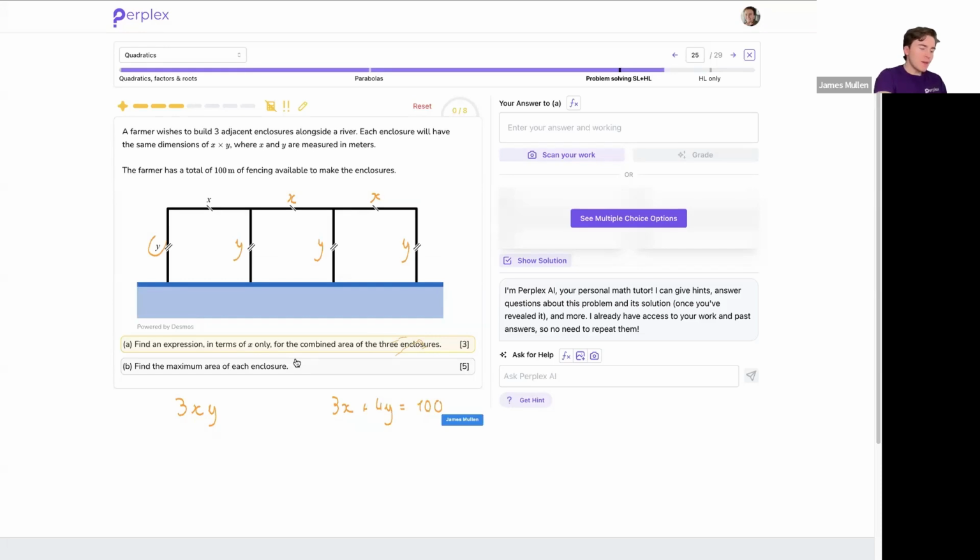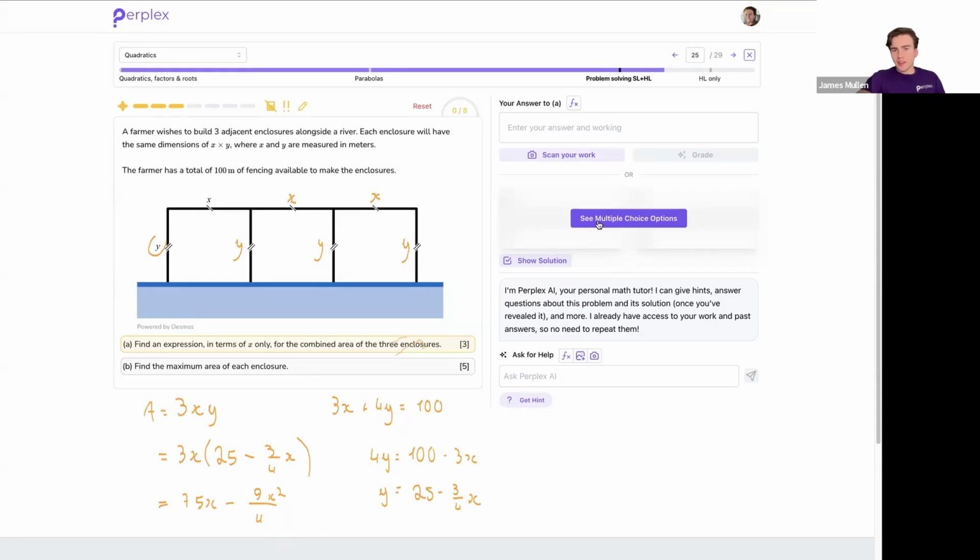All right? And that means that I can write 4y is equal to 100 minus 3x, which makes y 25 minus 3/4 of x. And if I plug that into my expression for the area, I'm going to get 3x times (25 minus 3/4 x), which becomes 75x minus 9/4 x squared.